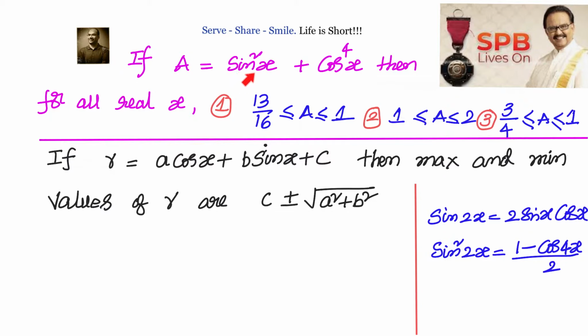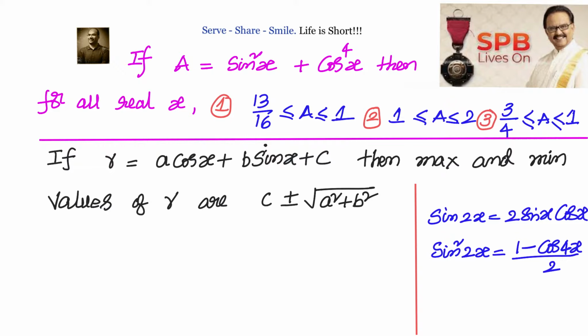If a equals sin square x plus cos to the power of 4x, then for all real x, what will be the interval of a? Now the concept we'll be using to find out which interval a lies between: if r equals a cos x plus b sin x plus c, then the max and minimum values of r are given by c plus or minus root of a square plus b square.